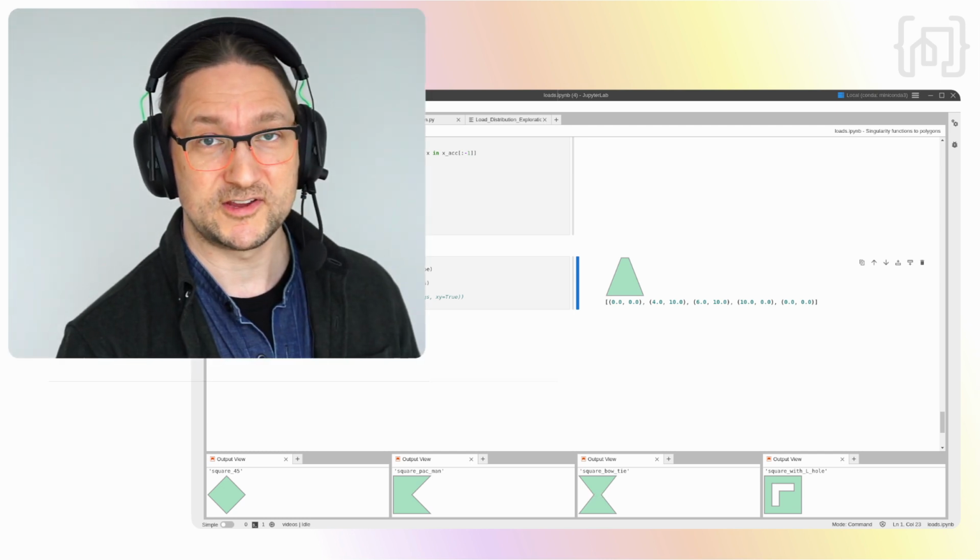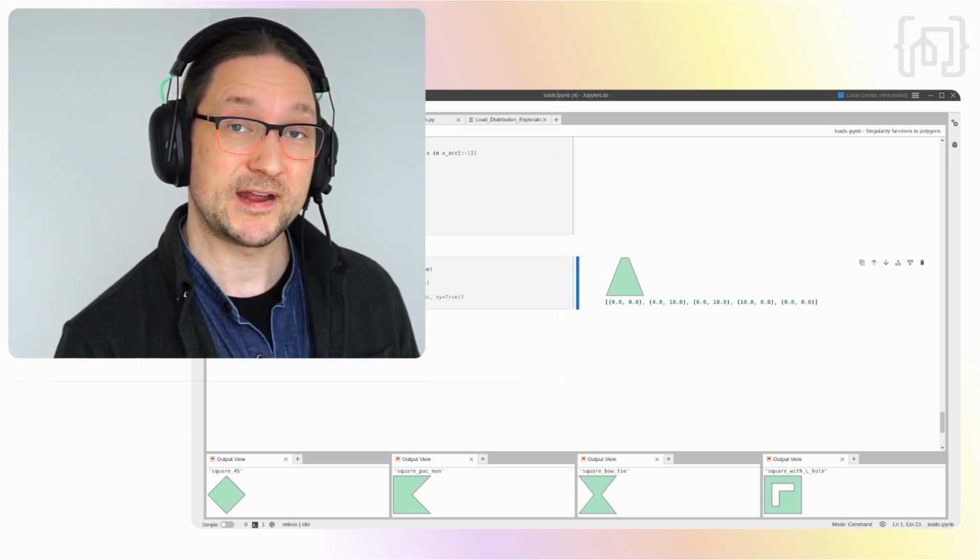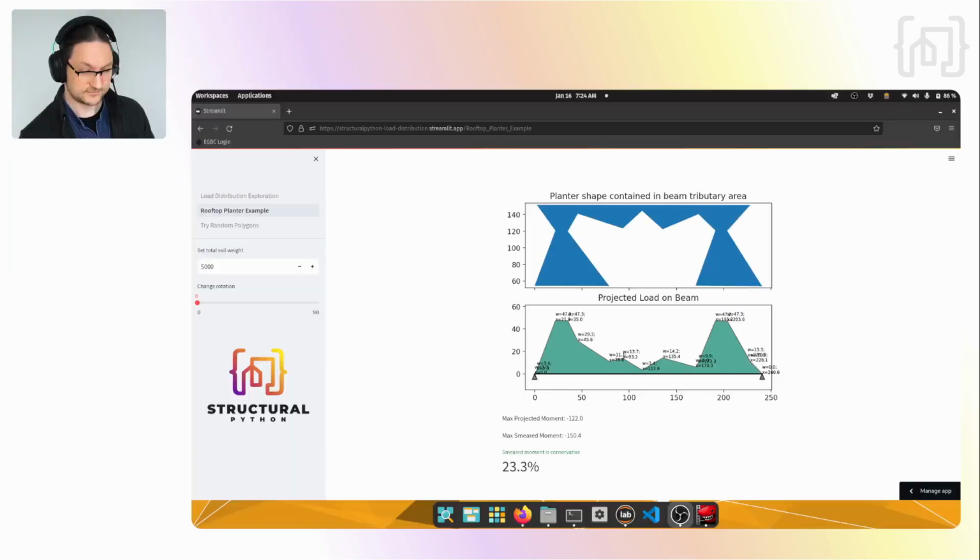Now that we can see that we are getting correct results, let's go back to our planter example, which I've embedded into a Streamlit web application. The link for this application is in the description below, so you can open it up with me and follow along.